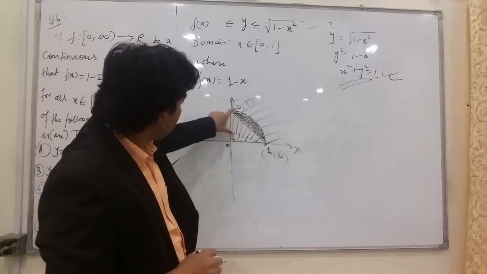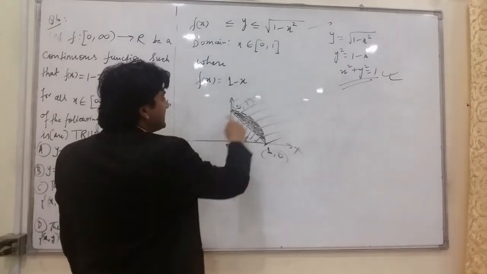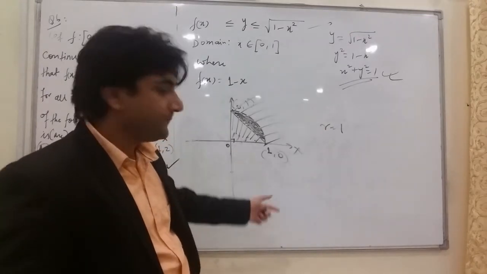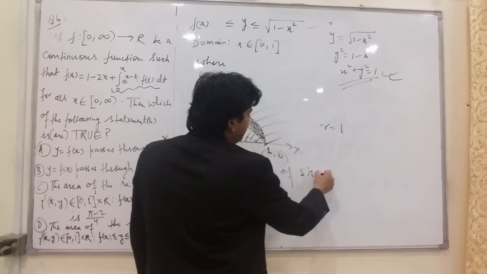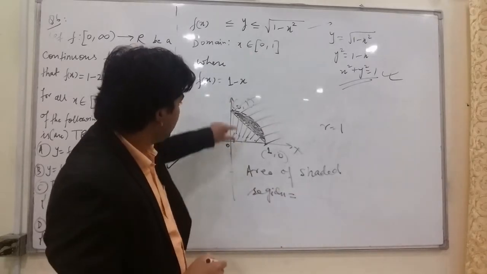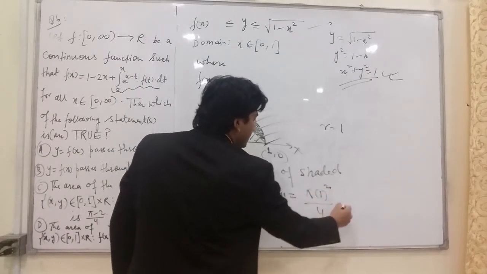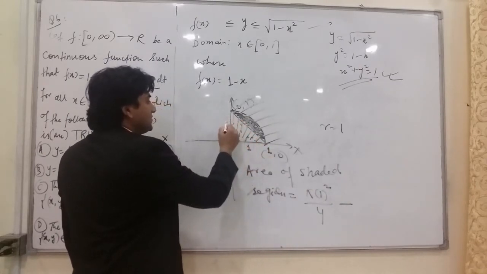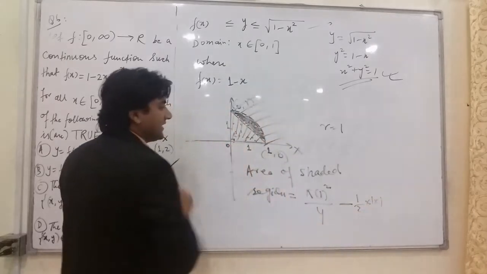The area of this portion is the area of 1/4 of the circle minus the area of this triangle. I can use calculus also, but I don't want to use calculus. This is a simple one. So the area of the shaded region equals 1/4 of the circle area, that is pi r square over 4, where the radius is 1, minus the area of this triangle. This is 1, this is also 1, so base is 1, height is also 1. The area of a right angle triangle is half times base times height.